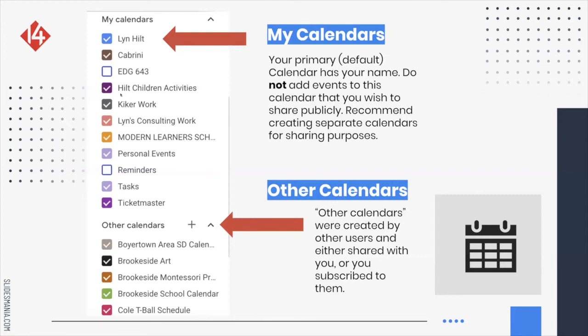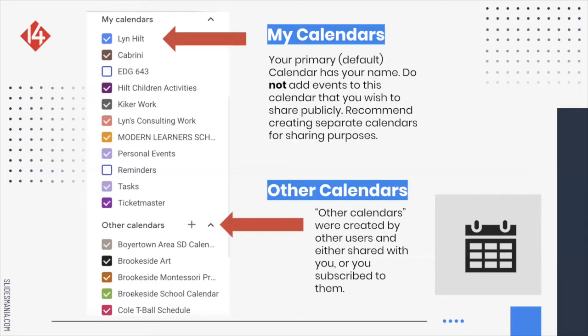So for my kids, I have a Hilt Children Activities calendar that I specifically share with my husband, and then he can see back when we had activities like soccer and t-ball, all of that kind of stuff was on there. This was a calendar I made for one of the graduate courses I taught, so I would put a lot of their events on there and due dates and things.